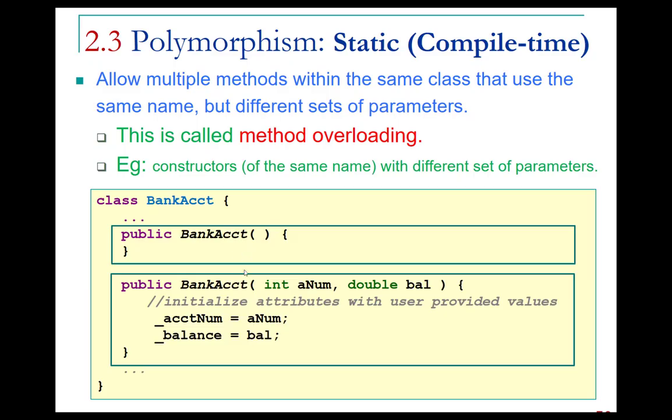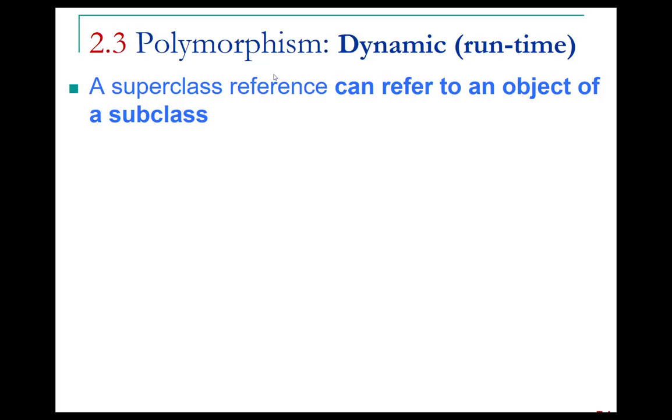This is method overloading in support of static polymorphism. So during compilation, the compiler can tell which of the methods is going to be used by a particular statement because of the difference in the set of parameters. Dynamic polymorphism means the runtime decides which is the right method to use.